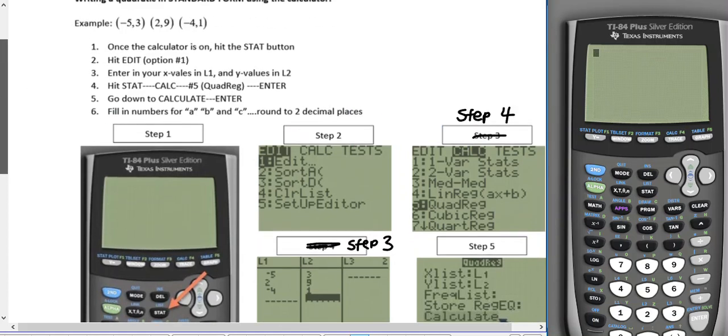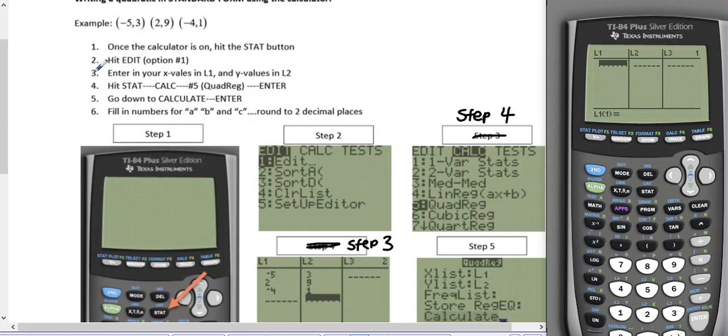So I have my 3 points, and then step 1 says once the calculator is on, hit the stat button. So step 1, stat is located by the X underneath the delete. So stat, and then we want to hit enter for edit. So that was step 1 and step 2. Hit edit, option number 1.